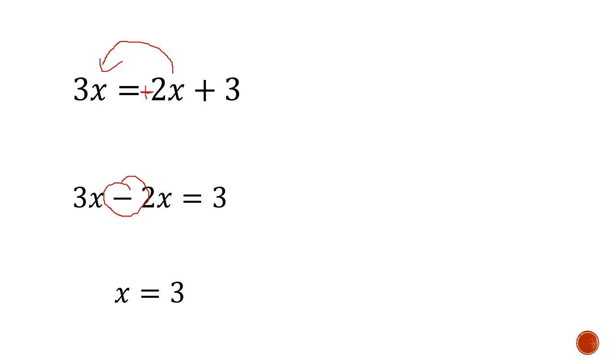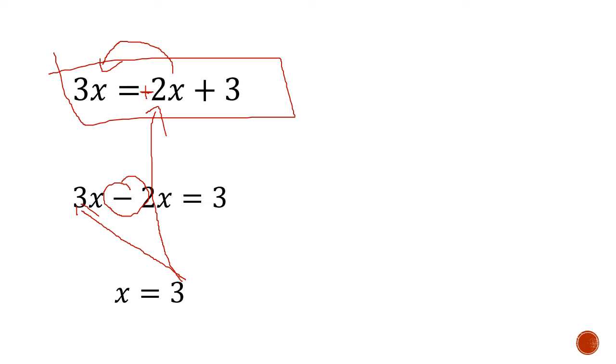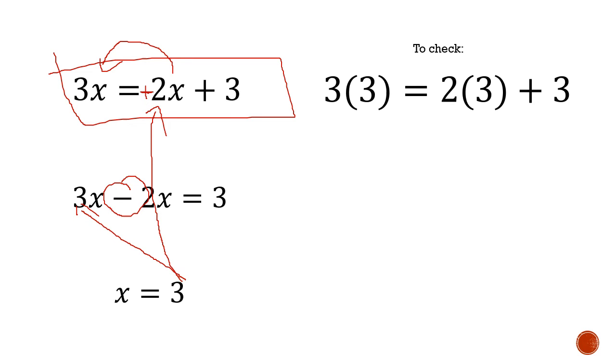So to check if our answer is correct, that x is equal to 3, we need to substitute 3 in 3x, and we need to substitute 3 in 2x, using the original equation, which is 3x is equal to 2x plus 3. So to check, 3 times 3. When we put a parenthesis here, we intend to multiply the numbers together, okay? So 3 times 3 is equal to 2 times 3 plus 3.